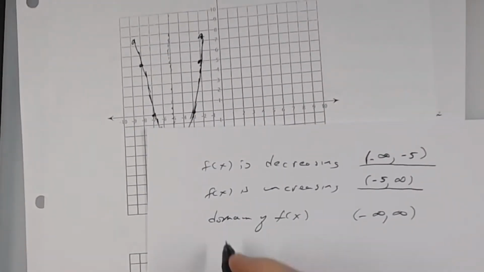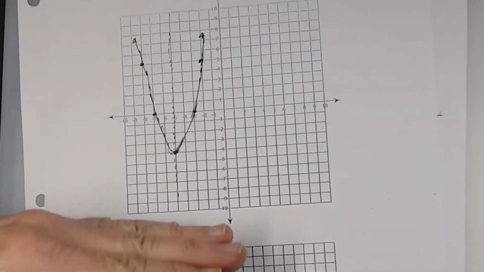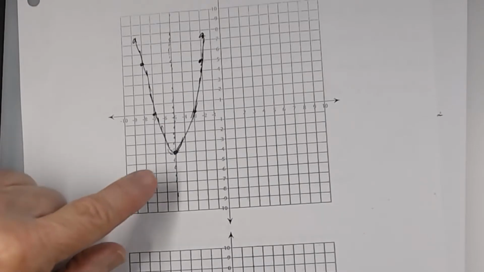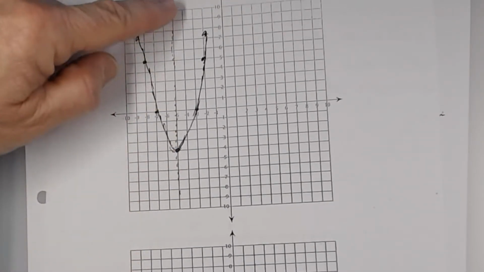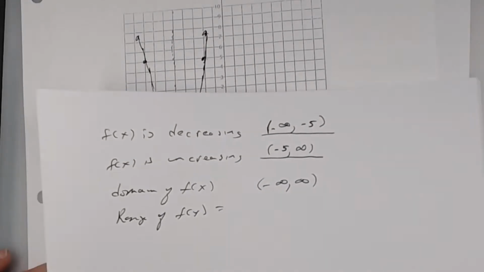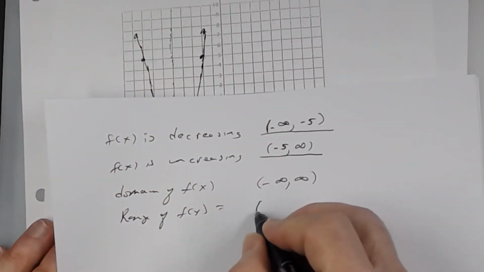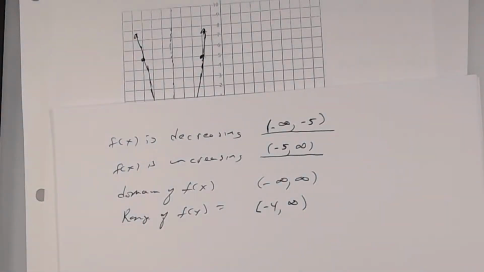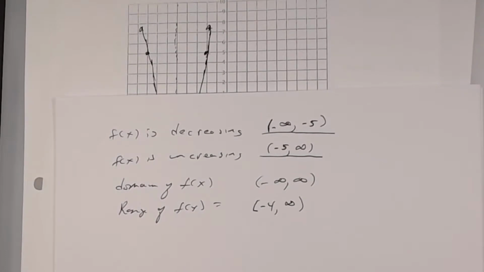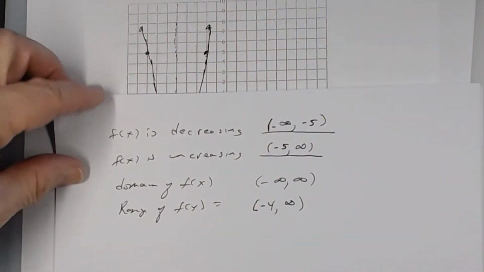What's the range? The range of f of x. So remember, the range you go along the y-axis, not -5, that is -4 to what? Infinity. But remember, that's where you're going to need those brackets. So -4 with a bracket to infinity with parentheses. Okay? All right, so that was the first one. All right, let's look at another one.